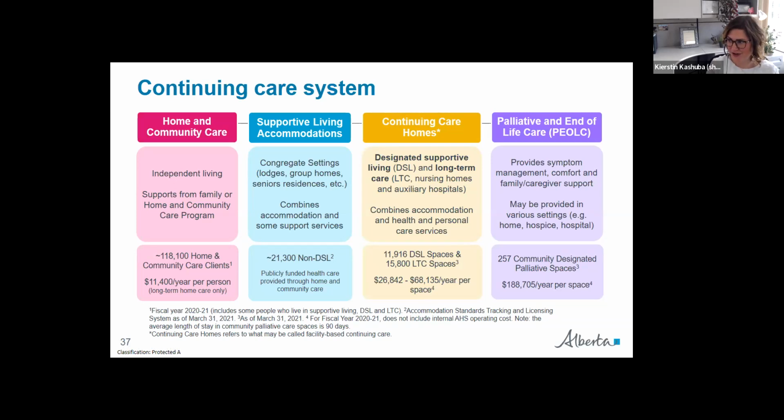I don't have to go over this one very much. It's just describing the continuing care system that they spoke so eloquently about. What I will draw your attention to, however, is some new language that we're starting to use, specifically in the yellow there, continuing care homes. So we're using this now as an overall term to indicate designated support living and long-term care, that is sites that receive public funding to provide facility-based continuing care. This term is now enshrined in our new Continuing Care Act, which I'll talk about in a few moments. Next slide, please.